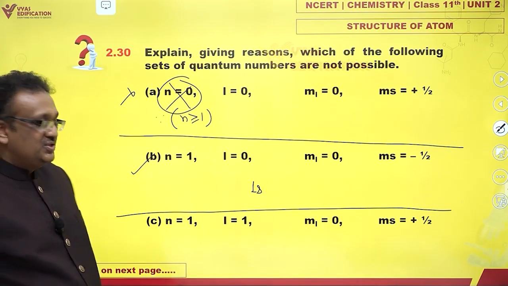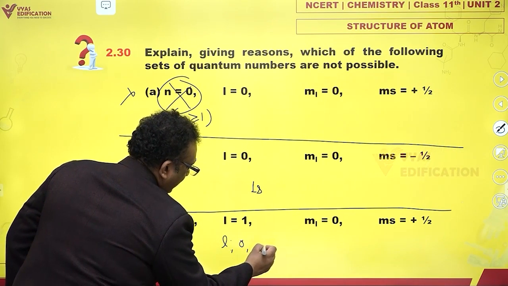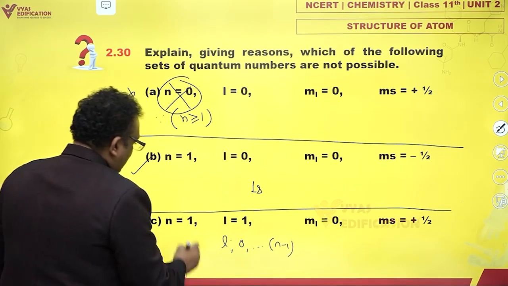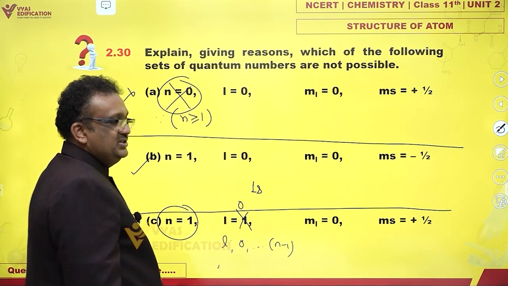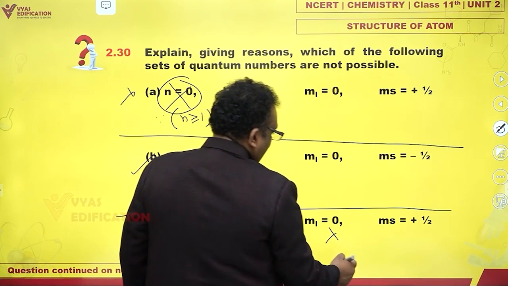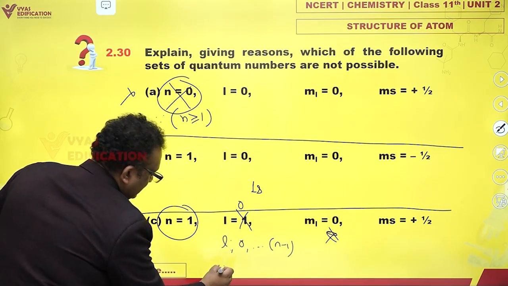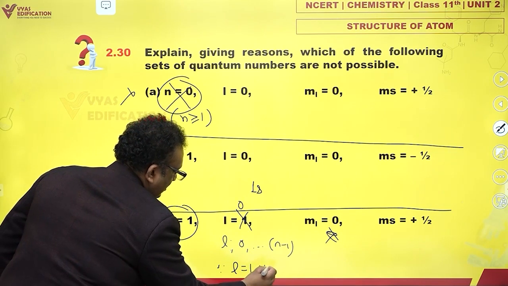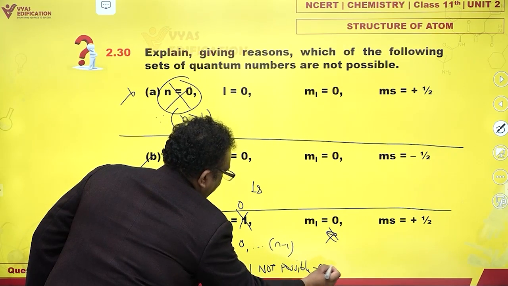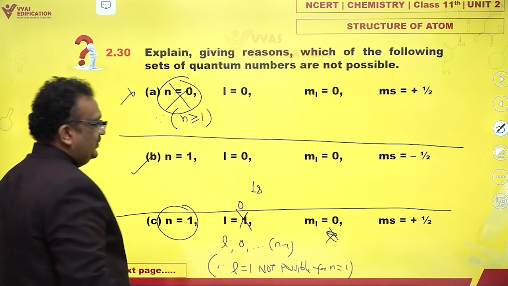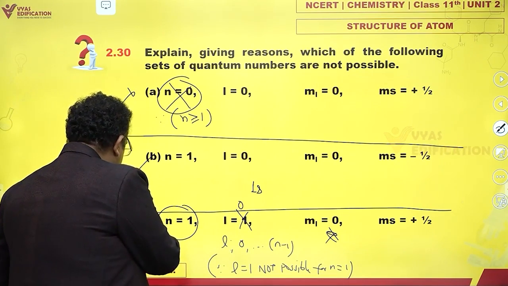n 1, L 1. Now, this is bad. L can have values from 0 till n minus 1. So, for n is equal to 1, L can only have a value of 0, 1s. L is wrong here. So since L is equal to 1, it is not possible for first shell n is equal to 1. That is the reason for not having C. C is also a wrong option.